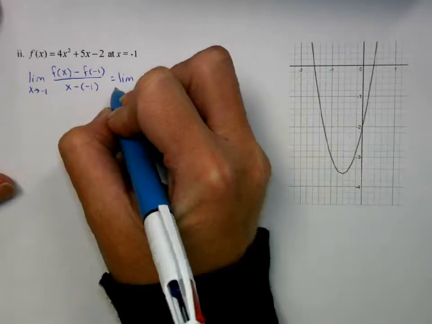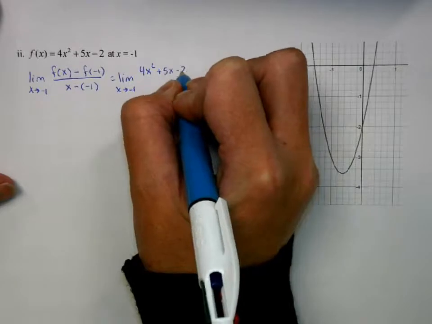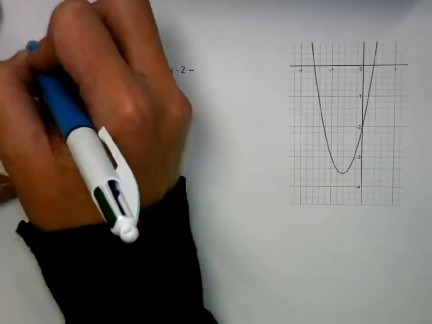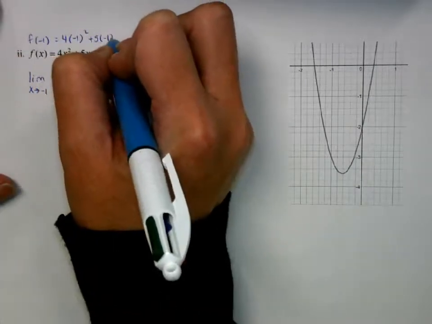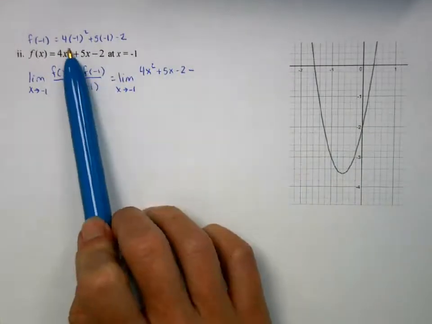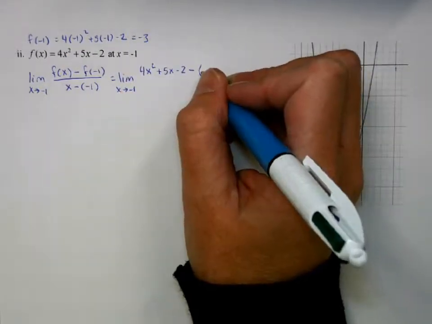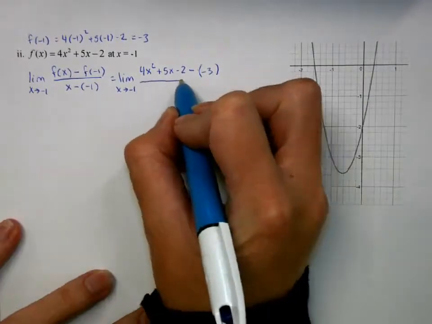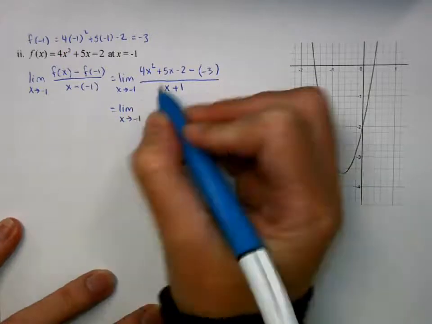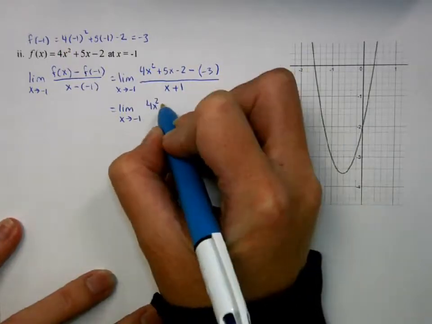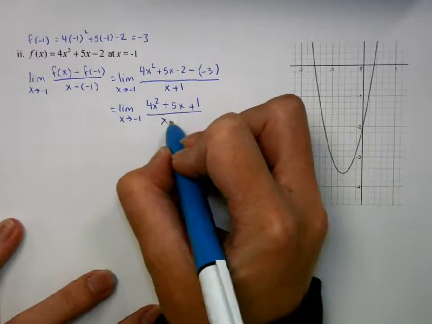Okay, minus, we'll need to find what f of -1 is. So we're going to have 4 minus 5 will be -1, minus 2 is -3. So put that in parentheses there. This is going to be 4x squared plus 5x. -2 minus -3 is a plus 1. So this is going to be x plus 1 times 4x plus 1.